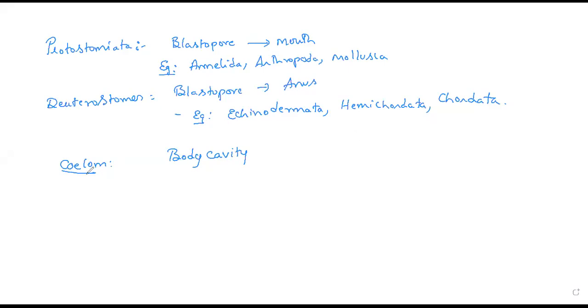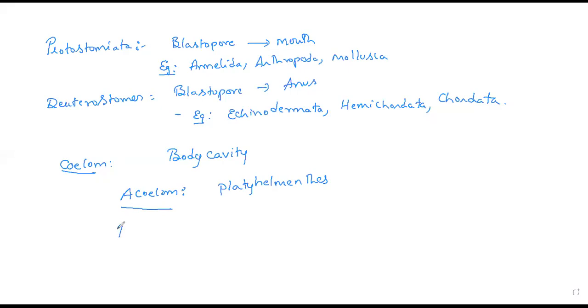Then how many types of coeloms are there? There are three types of coeloms. First one is acoelom. Acoelom means absence of coelom. Platyhelminthes is the best example of acoelom. You can also use sponges, poriferans, cnidarians and ctenophores as acoelom, since in them the body cavity is absent. But the appropriate example will be Platyhelminthes only. Acoelomata means absence of any body cavity.